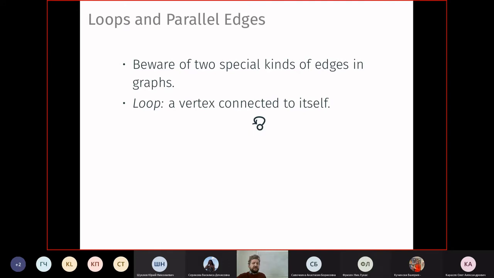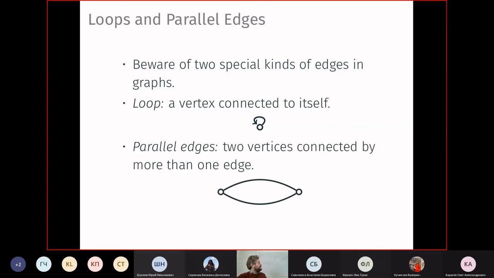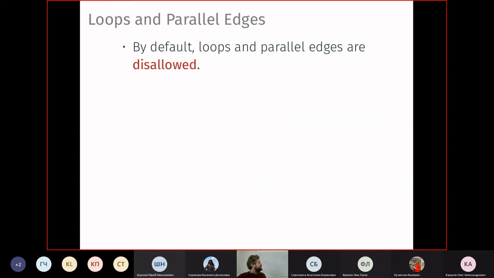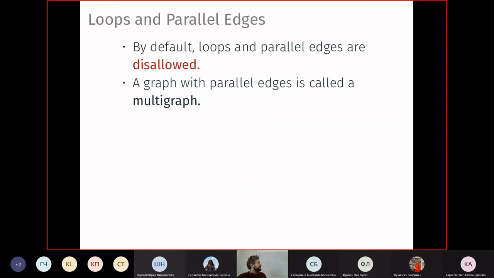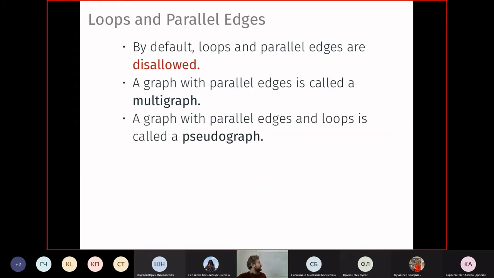You can have loops. Here is a directed loop. In an undirected graph, you can also have an undirected loop. And you have parallel edges, which connect two vertices. So they're the same vertices, but the edges are defined to be different. And by default, they are disallowed. And if you have parallel edges, it's called a multigraph. If you have parallel edges and loops, it's called a pseudograph. Oh, yeah, there will be one typo in the further slides.